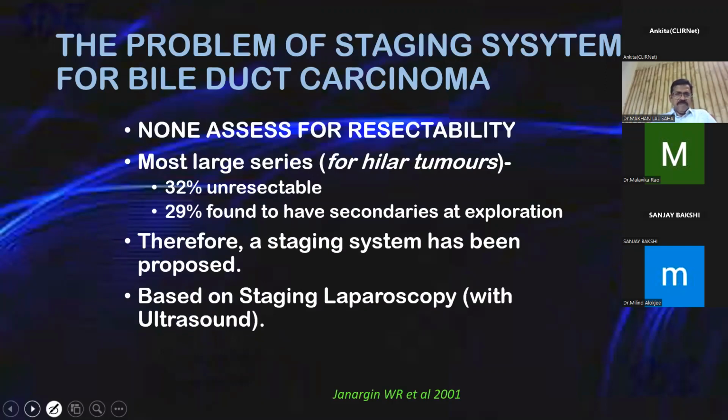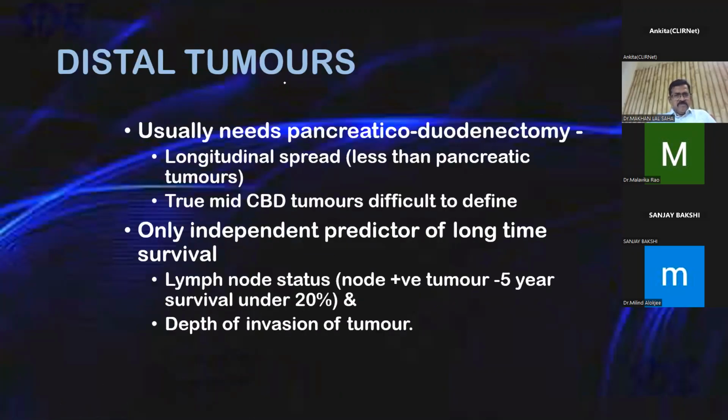But the unfortunate thing is that none of the classifications assess for resectability. In most large series, 32% were found unresectable, and 29% were found to have secondaries at exploration. Therefore, a staging system has been proposed based on staging laparoscopy with ultrasound. Distal tumors usually need a pancreaticoduodenectomy, like this patient who has come in. Longitudinal spread is less than in pancreatic tumors. True mid-CBD tumors are difficult to define. The only independent predictors of long-term survival are the lymph node status and the depth of invasion of the tumor.